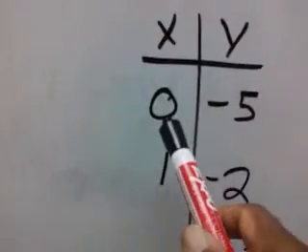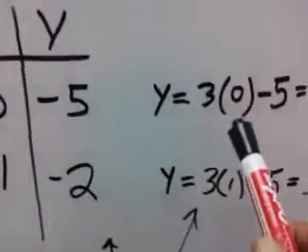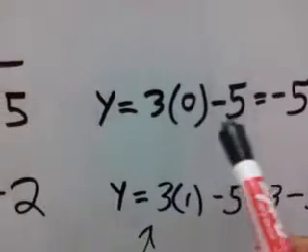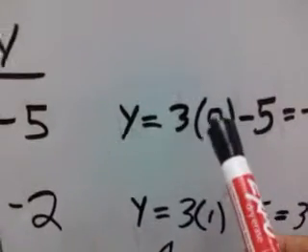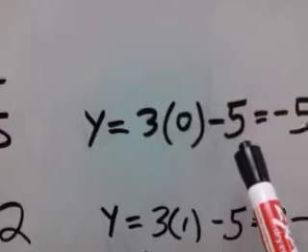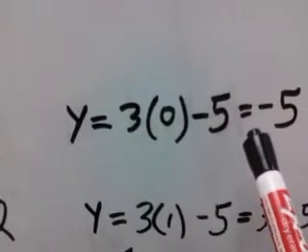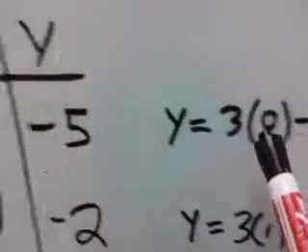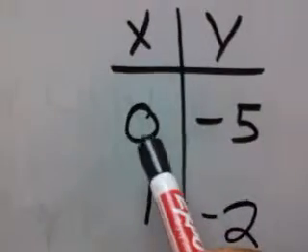I chose 0 for x. I substitute the 0 into the equation. I get 3 times 0 minus 5 equals negative 5. So my first point is the point 0, negative 5.